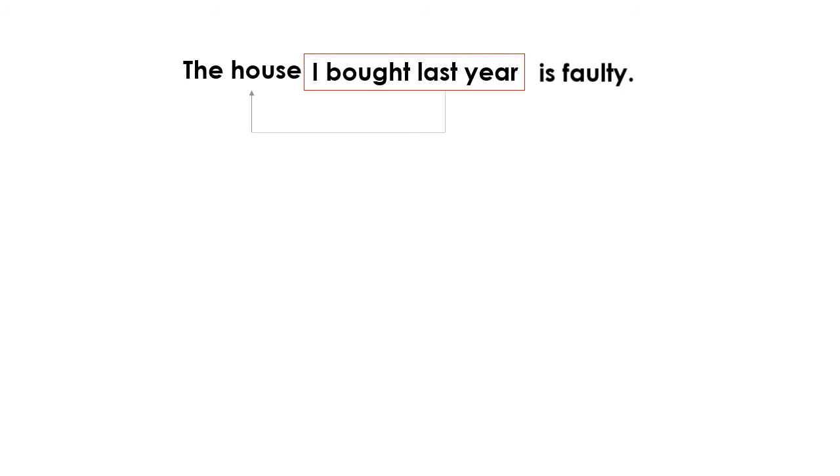Here's another example. The house is faulty. Of course, it doesn't make sense. So, let's decorate the noun. The house I bought last year is faulty. Now it makes sense. The box segment I bought last year decorates the noun. Let's translate these segments in Japanese.